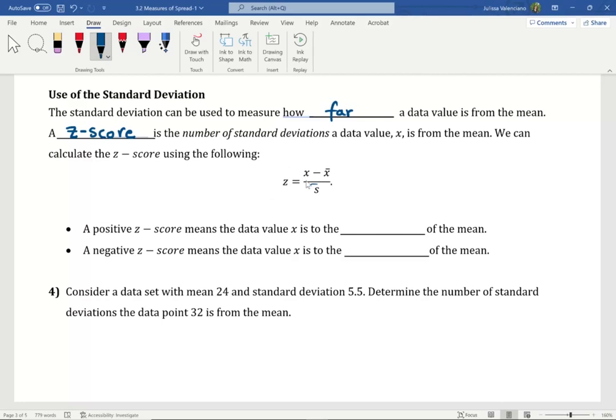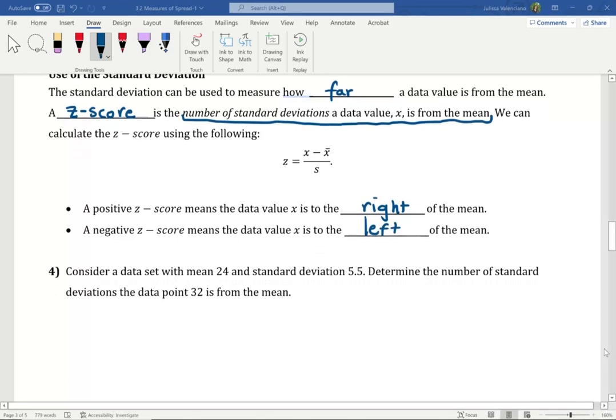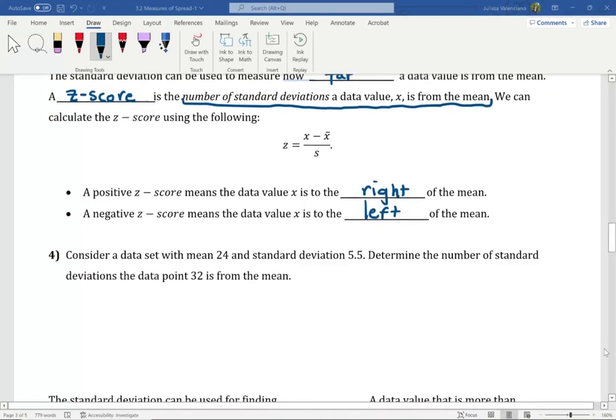The value that you get for the z-score is the number of standard deviations x is away from the mean. If you have a positive z-score, then that means that the data value x is to the right of the mean. A negative z-score means that the data value x is to the left of the mean. Okay, so let's go ahead and practice this using the example here below.